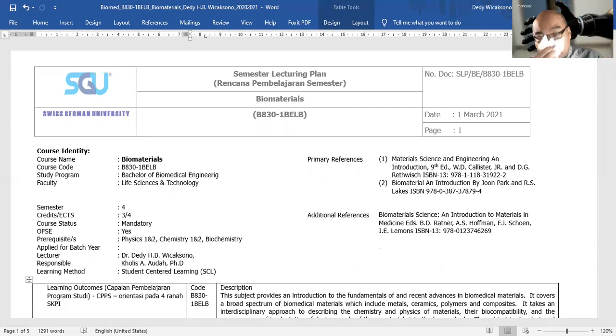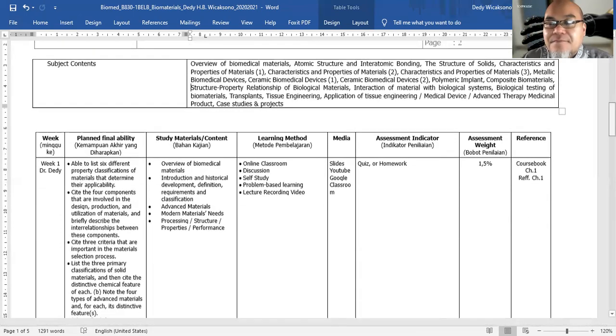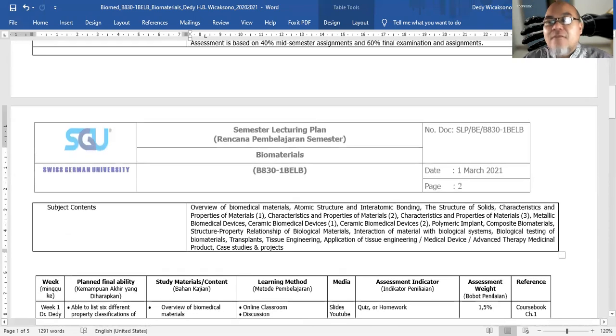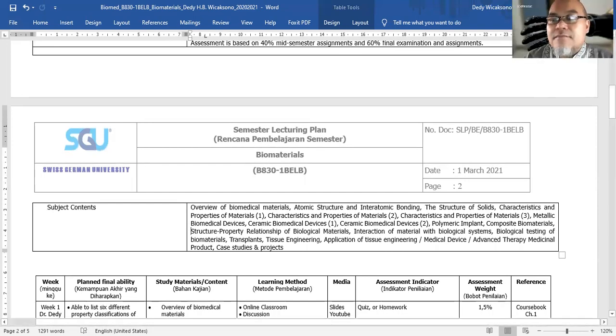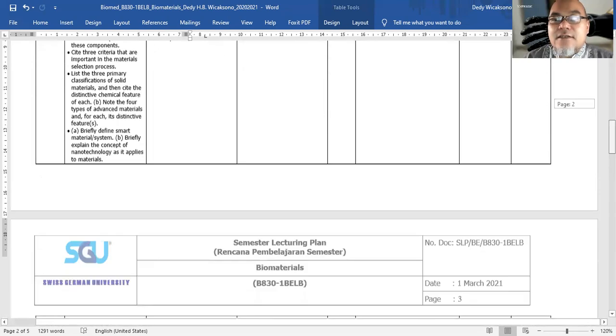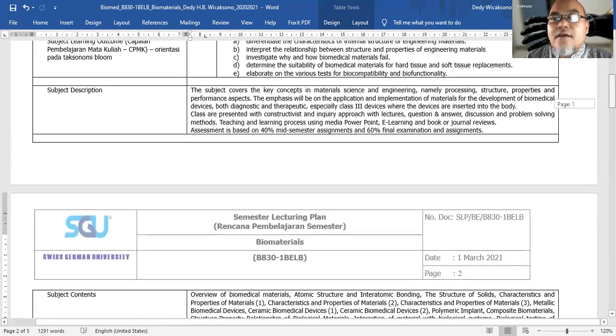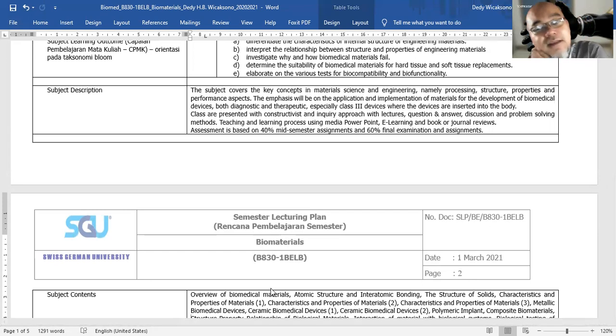Most probably there will be quizzes every time you finish a chapter, to test your understanding, and there will be the mid semester assessment. Then there will be final exam and projects. Sometimes if the project is enough, we may not need to do final exam. Depends later on the situation.